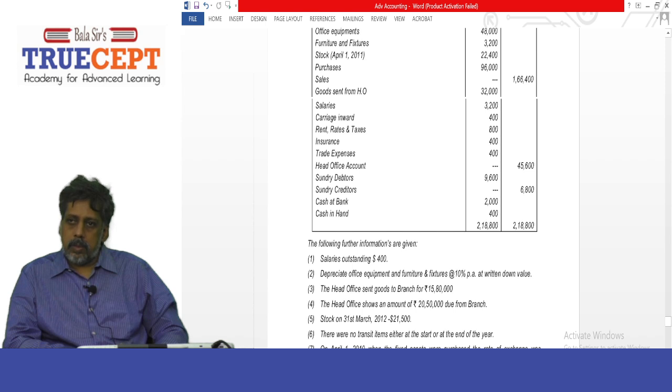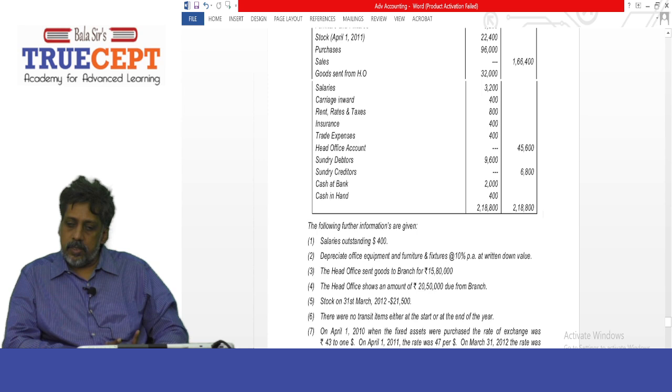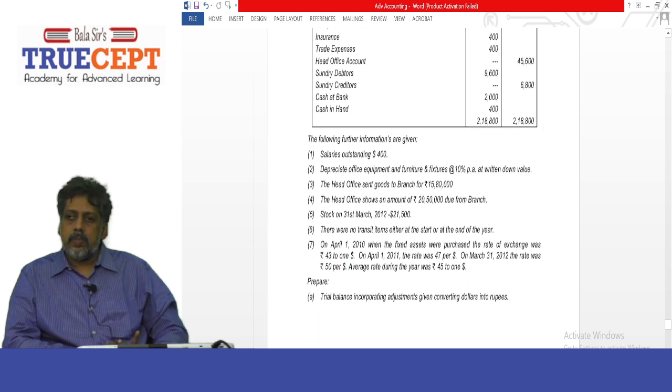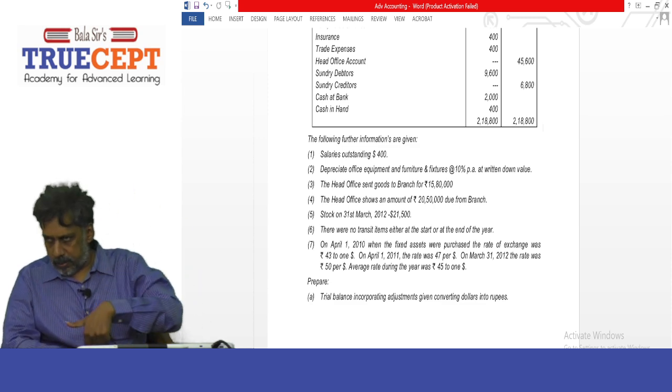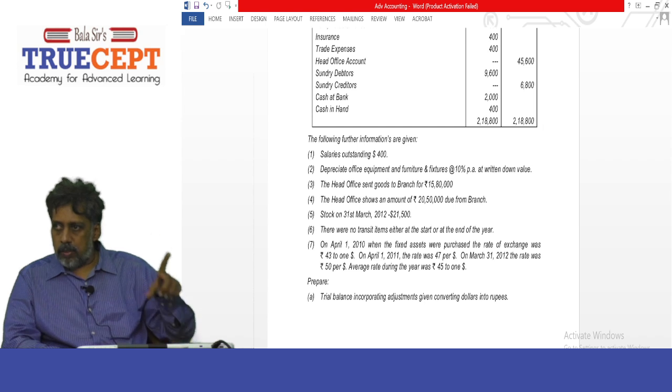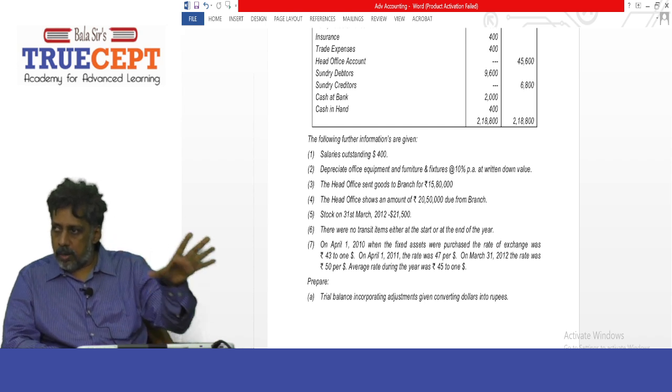Next. Stock on 31st March 2012 is $21,500. That is adjustment number 5. Next. There were no transit items either at the start or at the end of the year. What is the meaning? There is no cash sent by the branch to head office in transit. Or goods. Or there is no goods sent by head office to the branch in transit, nothing.